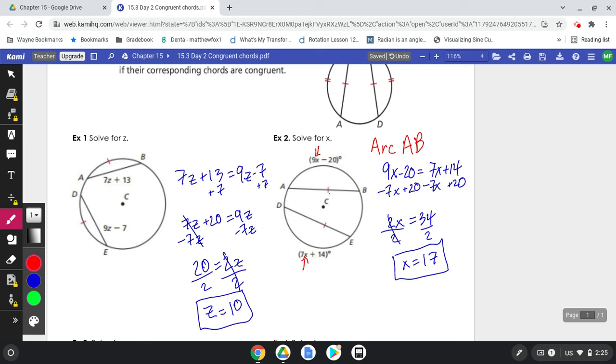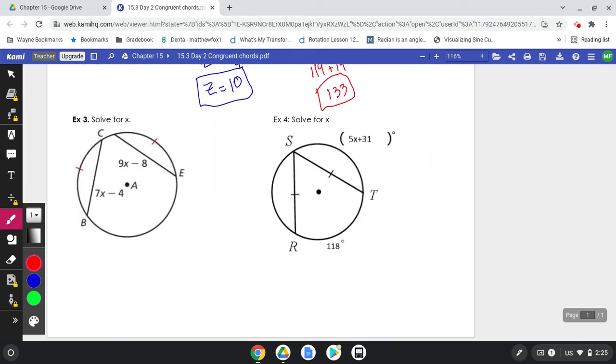The bottom here, 7 times 17, it's going to give us 119 plus 14. That gives us 133, and that would be our answer for what arc AB is. If you had plugged it in at the top, same thing, except you're going to get 153 minus 20, it's still 133. All right. On to the next one.